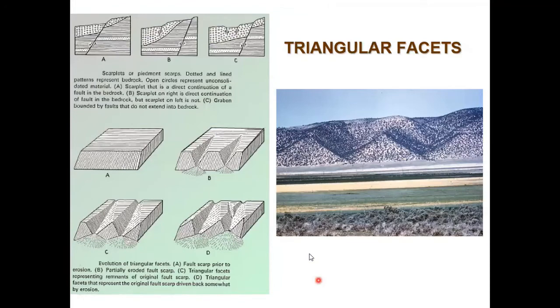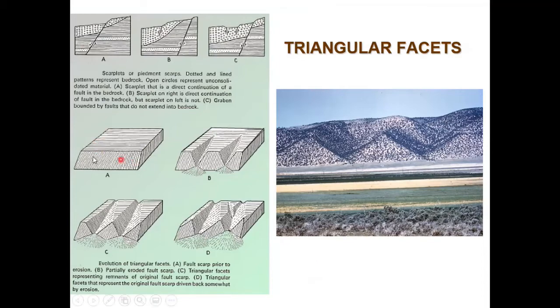So triangular faces, these are another good evidence, especially around Sierra Nevada. These are so obvious, structures. When you drive by highway, you can see a lot of triangular faces on the surface of the road cut. These structures also form as a result of erosion.